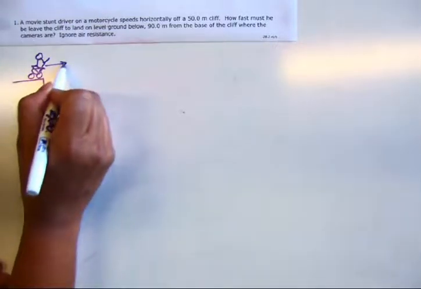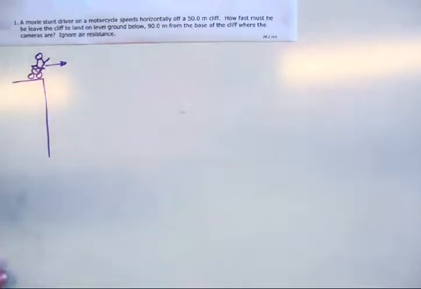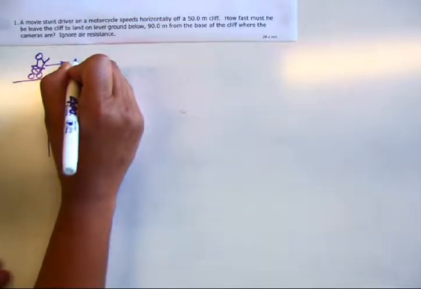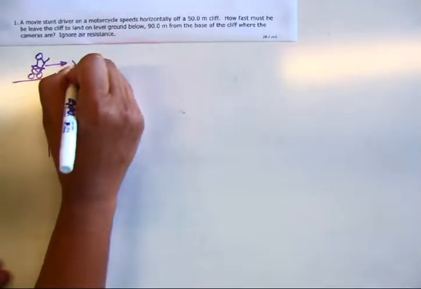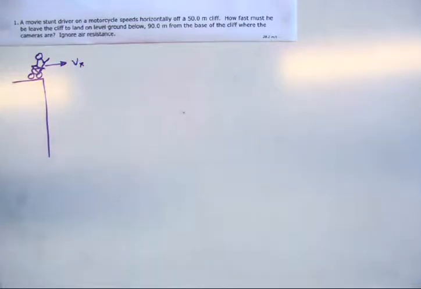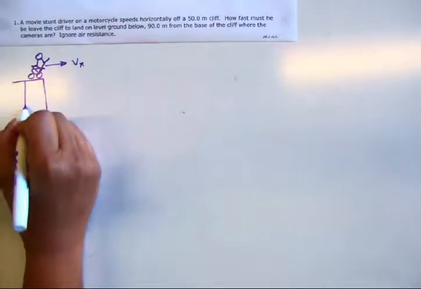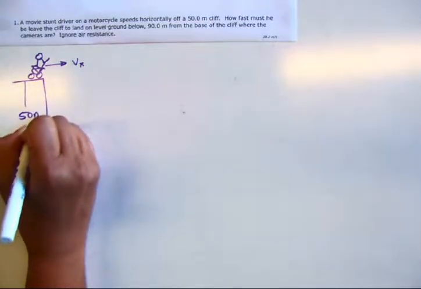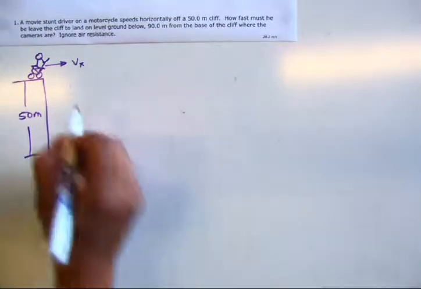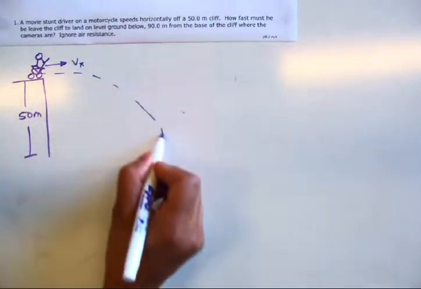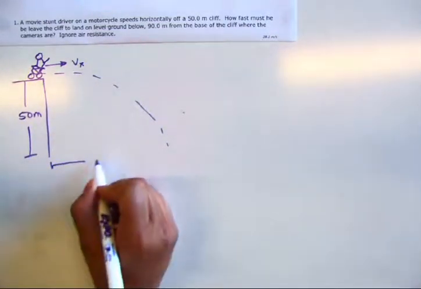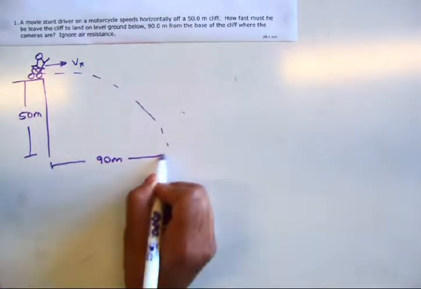Okay, the point is he's heading off of that at some unknown speed, right? Yeah, we can call that Vx. Now, the most important thing about this, and then there's a vertical, is 50 meters. And basically, he's going to project and land over here 90 meters from the base.